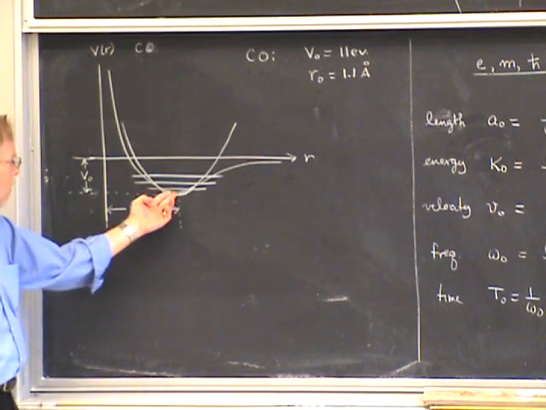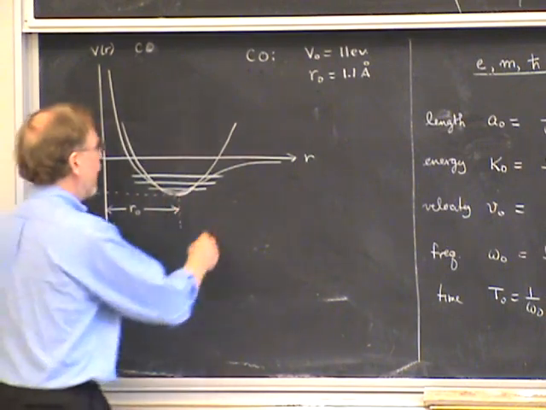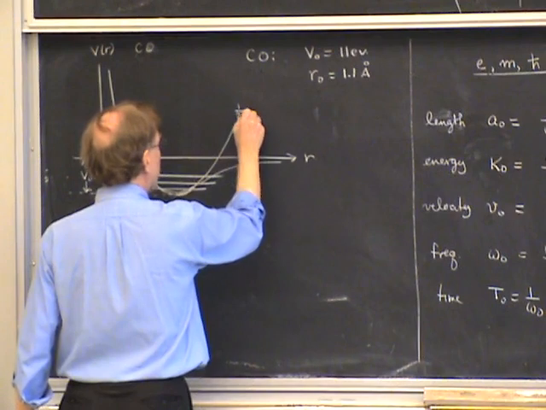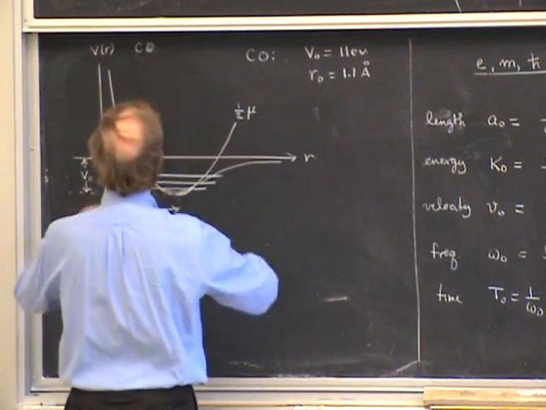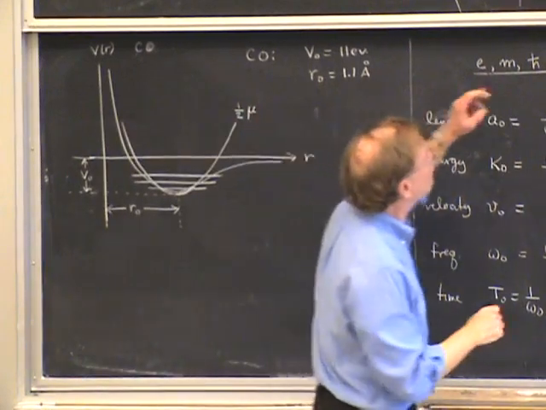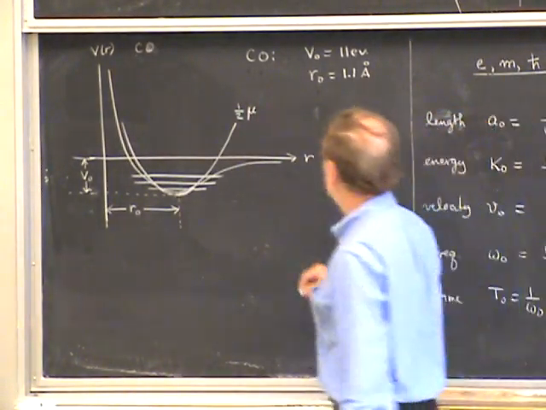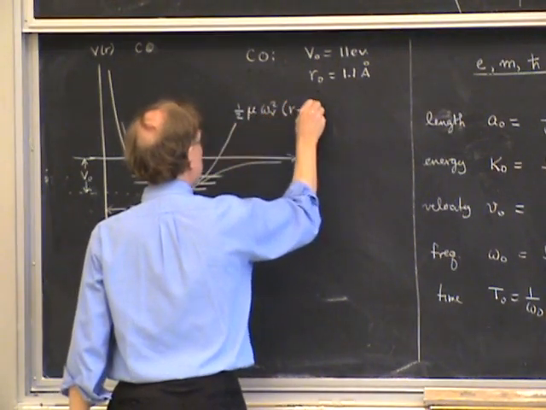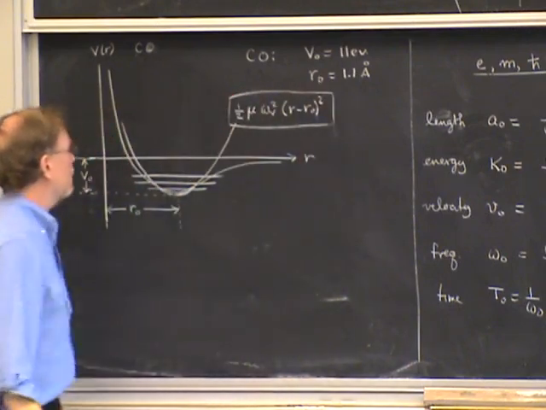So let's talk about this harmonic oscillator. Let's make a harmonic oscillator approximation to this well. That would mean that there's an approximate potential here. It would look like this: 1/2 the mass mu, which has to be the reduced mass of the carbon monoxide system, which is like 10 to the 4th times the electron mass, times the vibrational frequency squared, times the radius minus the equilibrium radius squared. This is the harmonic approximation.